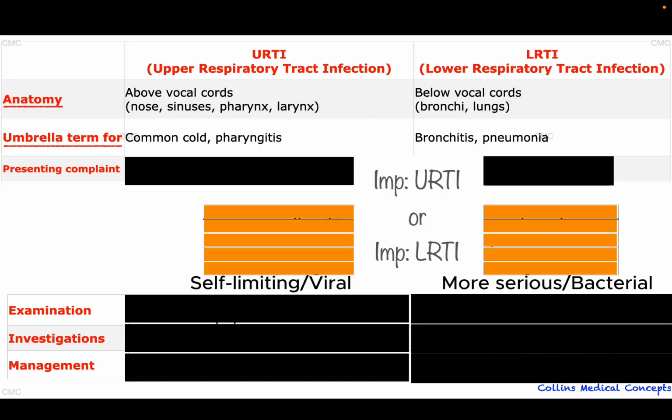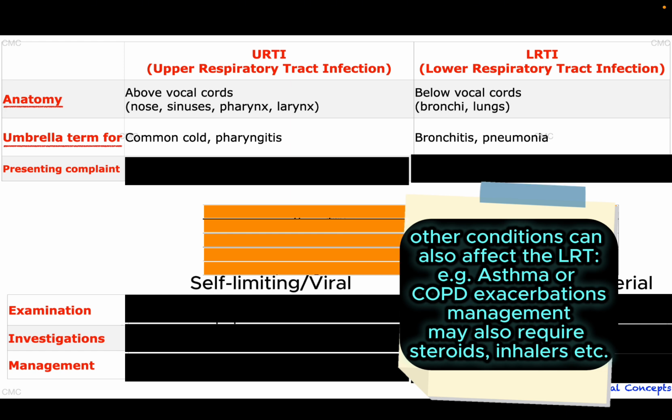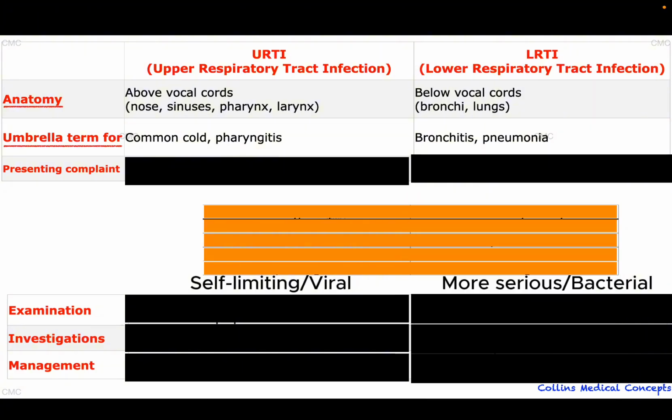On the other hand, there are several other conditions other than bronchitis and pneumonia that can also affect the lower respiratory tract below the vocal cords, such as infective or non-infective exacerbations of asthma or COPD. But then again, if we suspect anything other than bronchitis or pneumonia, we spell it out because, again, the management would be different.